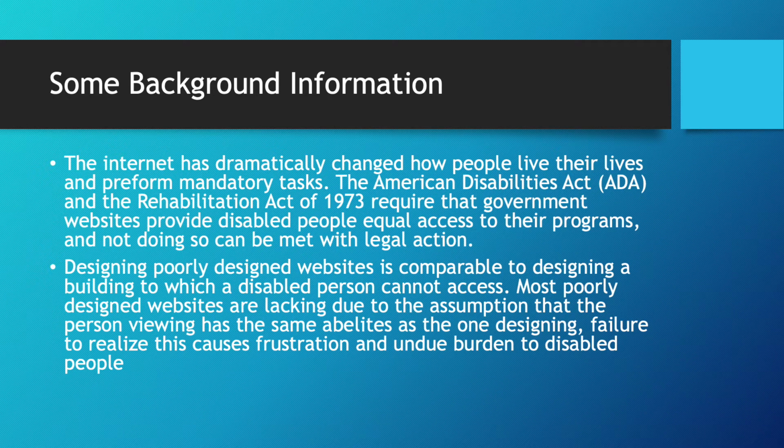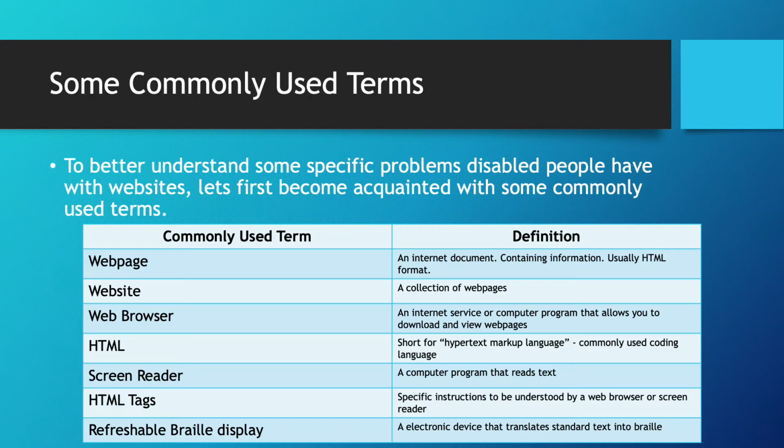The internet has dramatically changed the way people go about their lives and perform tasks. Specifically, the ADA was introduced to mandate government websites and how they are used, to provide disabled people unhindered use. Building a poorly designed website is similar to constructing a building which a disabled person cannot access. This is due to assumptions of how the website will be used by others. The problems a disabled person can face while using the internet vary widely.